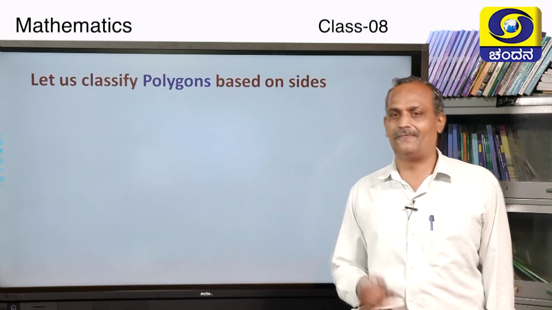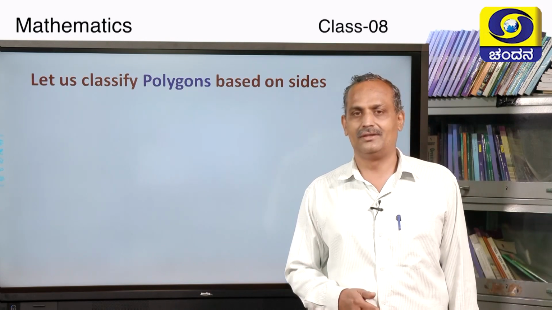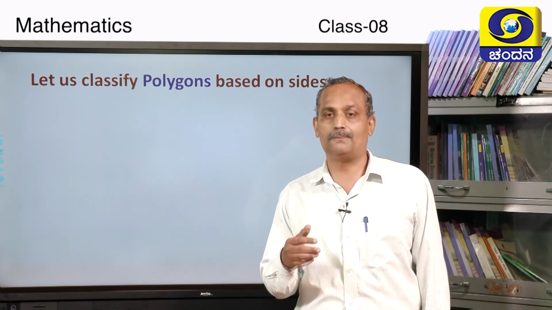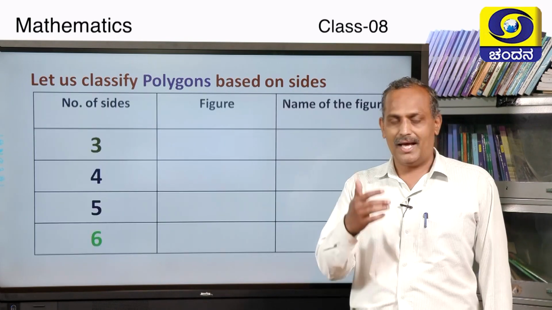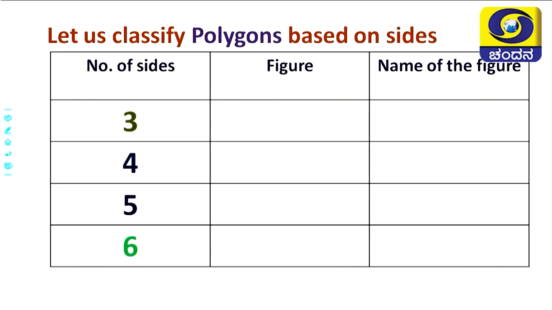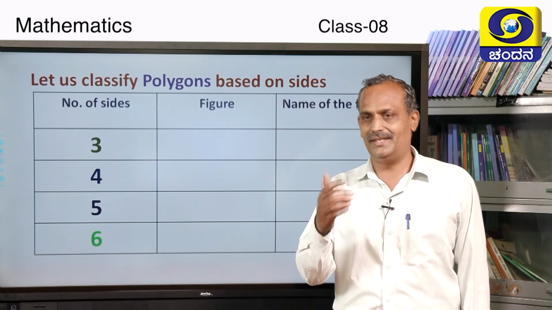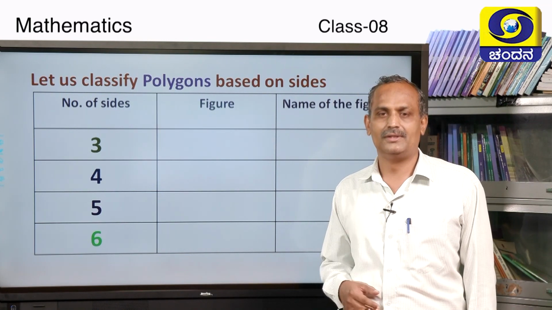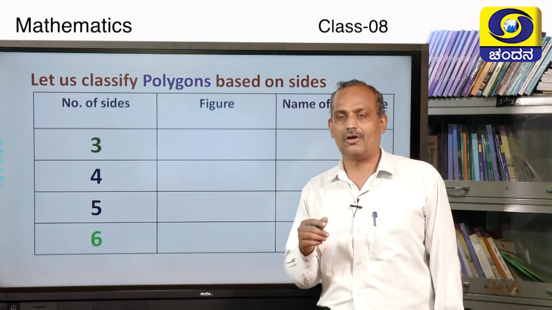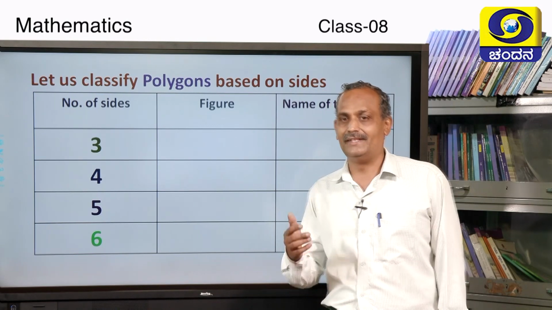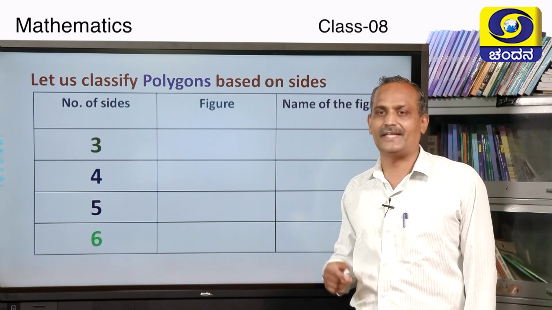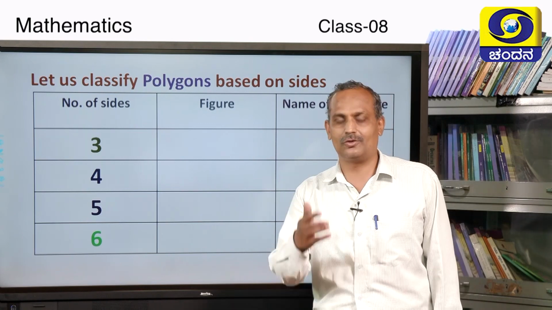Let us classify before going in depth of the lesson. Let us classify these polygons based on sides. I have listed certain number of sides here. Let us draw the corresponding figures and name the figure also. Students, you too should identify this table in your notebook. You should write it, draw the required figure and name the figure also. Number of sides are 3. What do you call the figure? Draw the figure first of all.